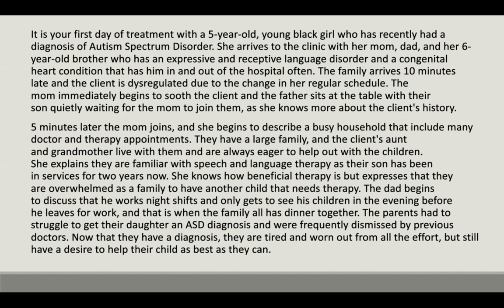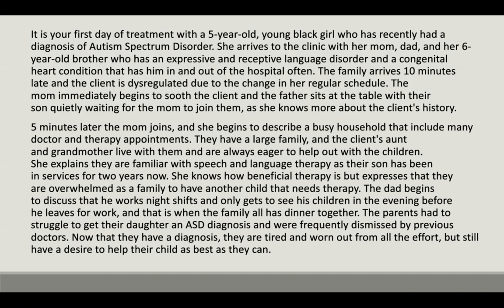It is your first day of treatment with a 5-year-old young Black girl who has recently had a diagnosis of autism spectrum disorder. She arrives to the clinic with her mom, dad, and her 6-year-old brother, who has an expressive and receptive language disorder and a congenital heart condition that has him in and out of the hospital often. The family arrives 10 minutes late, and the client is dysregulated due to the change in her regular schedule. The mom immediately begins to soothe the client, and the father sits at the table with their son quietly waiting for the mom to join them, as she knows more about the client's history.